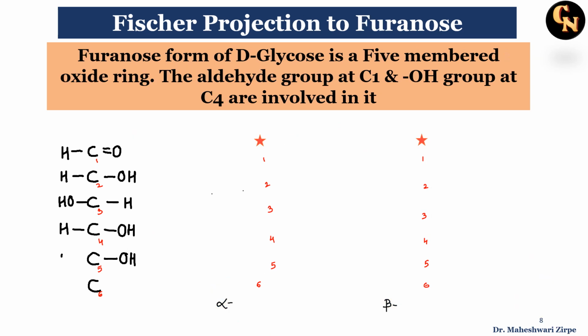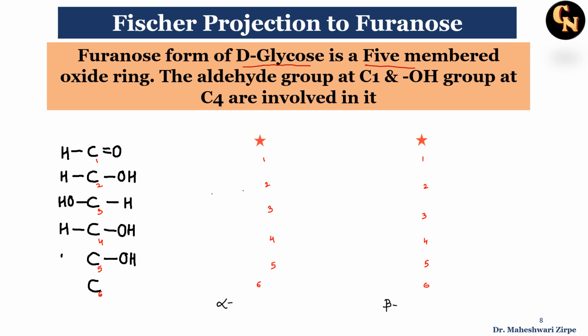Now next we are going to see the furanose. Furanoses are nothing but, as I have already explained, a 5-membered ring with oxygen. So for the same D-glucose, if we convert it into a 5-membered ring along with oxygen, that is an oxide ring, then it will be called a furanose.